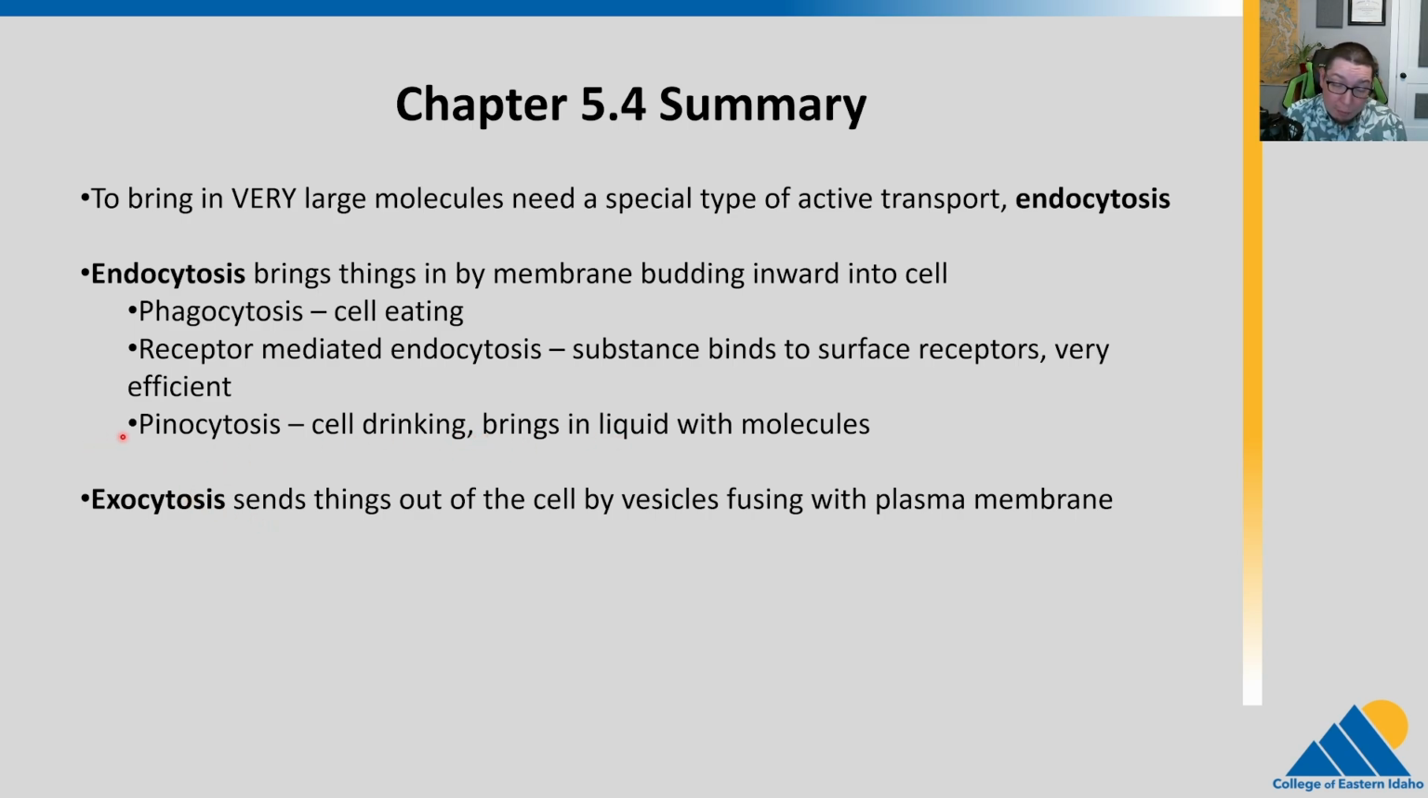Of course, if we can bring it in, we've got to send things out as well. Exocytosis sends things out of the cell by vesicles fusing with the plasma membrane.